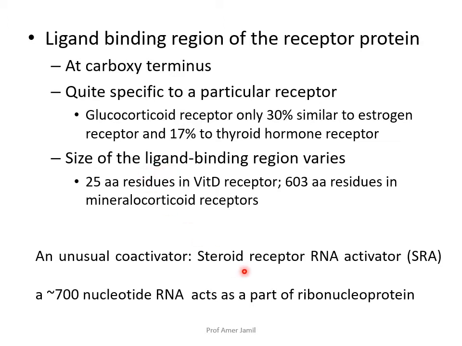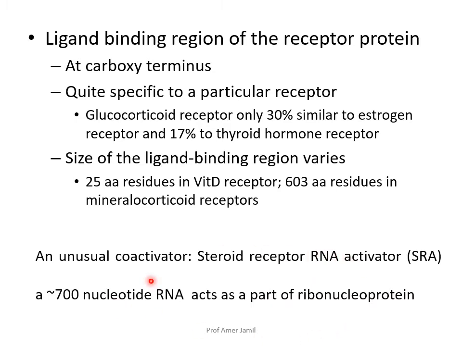And the size of the ligand binding region also varies, from 25 amino acid residues in, for example, the vitamin D receptor, to 603 amino acid residues in the mineralocorticoid receptor. So you can see how much variation takes place in the ligand binding region. And there is an unusual coactivator, which is a steroid receptor RNA activator. It is a 700 nucleotide RNA, which acts as a part of a ribonucleoprotein.